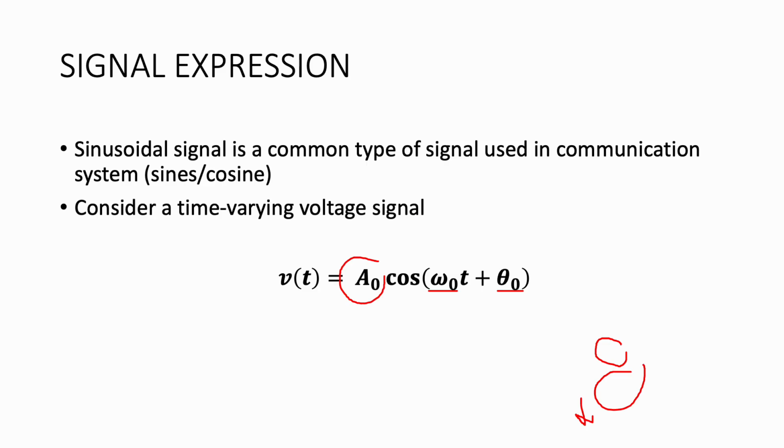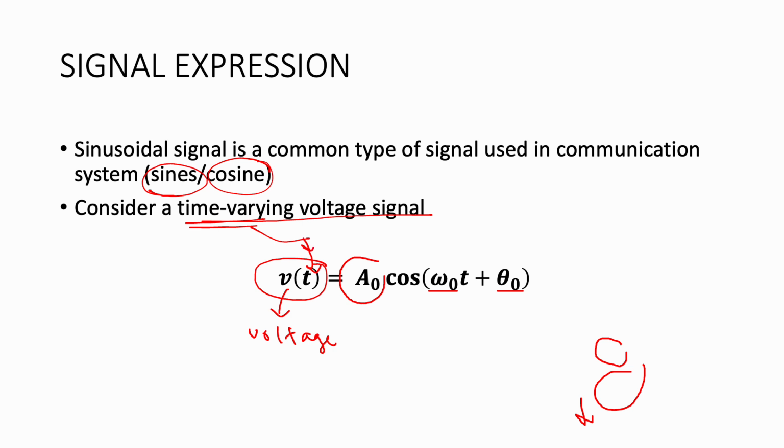Now let's look at the signal expression. The sinusoidal signal is a common type of signal used in communication, and usually it is represented as either sine or cosine. It can be considered a time varying voltage signal. For example, like this, V here represents the voltage, and inside the bracket, t represents the time varying signal.